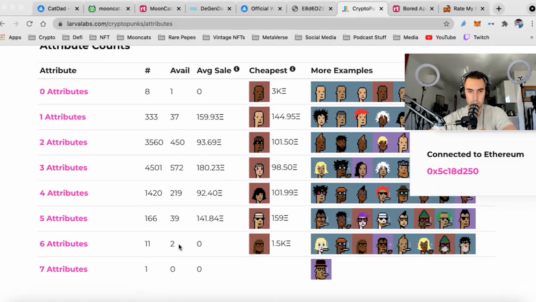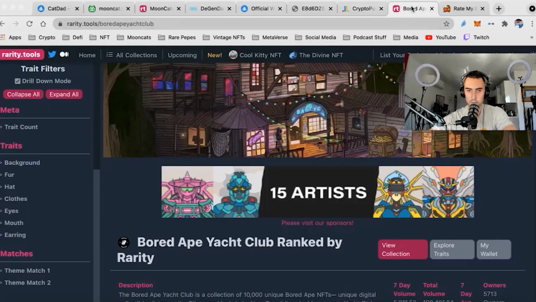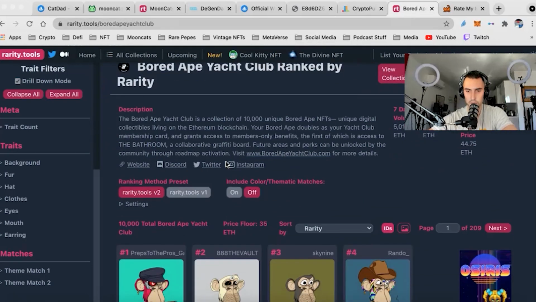You can see the availability and the numbers, right? So 4,500 three traits, and then 3,500 two traits. But then you go down to 6 traits, it's 11. And 4 attributes is 1,400. So you could see the distribution is by and large heavily dense in one concentrated three attributes, and then it disperses outwards, kind of similar to a bell curve. But with MoonCats, it's not, because it's very, very similar. You could also see with Bored Apes, it's very similar as well.